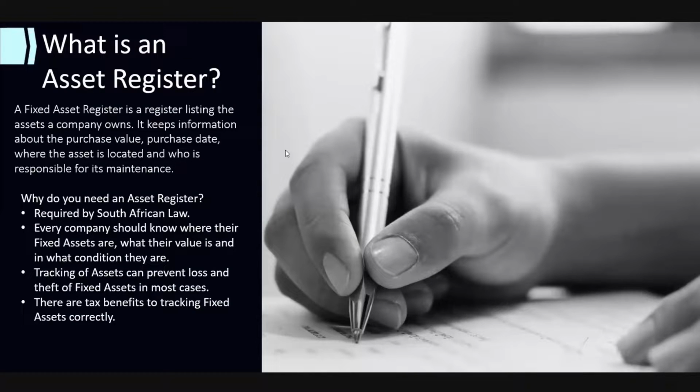What is the asset register? A fixed asset register is a register listing the assets a company owns. It keeps information about the purchase value, purchase date, where the asset is located, and who is responsible for its maintenance. Why do you need an asset register?